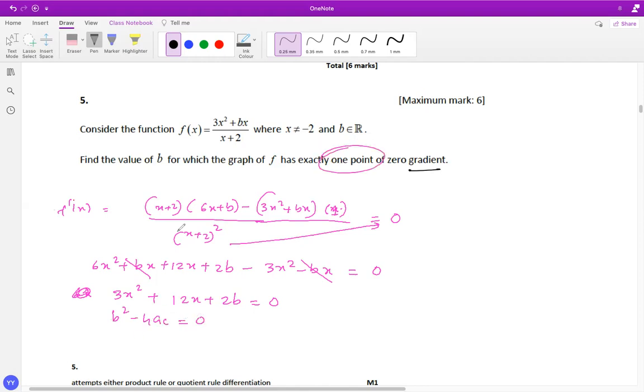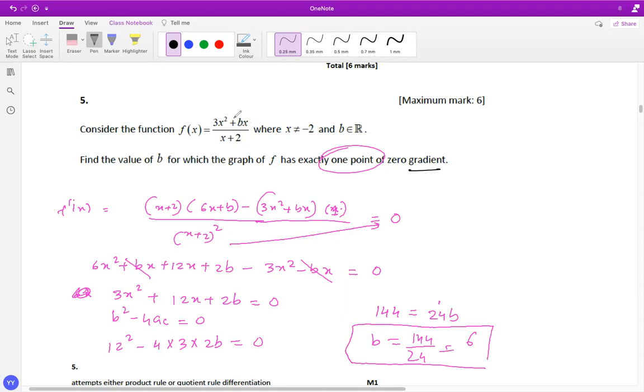Since they would just have got one exact point, it'll be 12 squared minus 4 times 3 times 2b equals 0. That's 144 equals, 4 3s are 12, 12 2s are 24, so 24b, and b is 144 over 24. That's nothing but 6. So that's the value of b, and in that case, the curve will have only 1 point where the gradient is 0. So let's go on to the 6th one now.